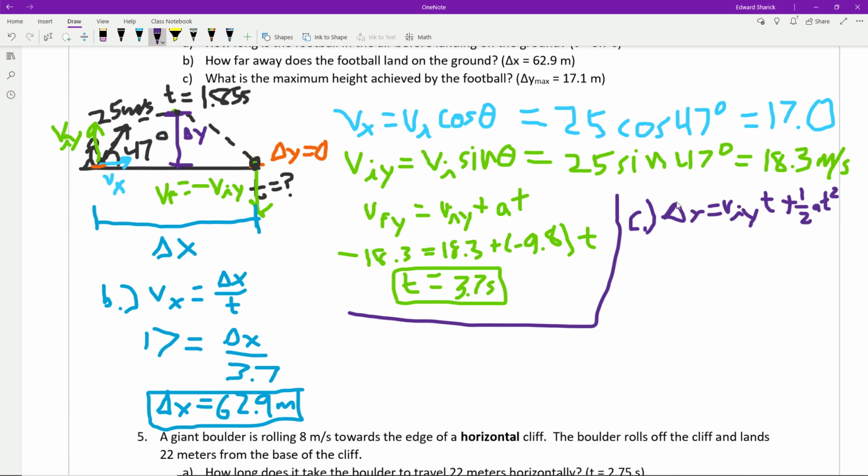Now there's maybe an easier way to do this, and it's to consider the fact that also at the top here, your y direction velocity is 0 when you're at the top. So Vy equals 0 when I'm at the max height.